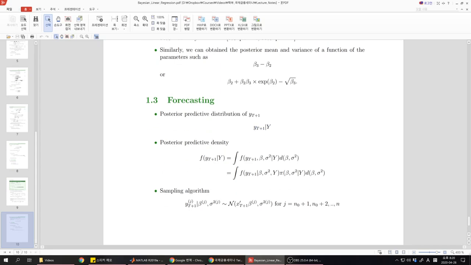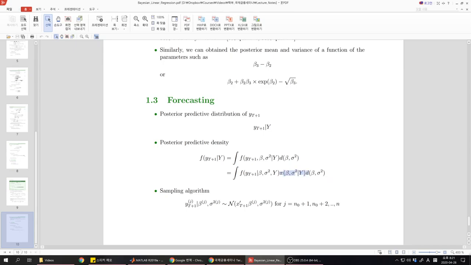To figure out what kind of distribution this posterior predictive distribution is, you have to compute what? The posterior predictive density, right? And this is just math. This can be derived from the joint density of y_{T+1}, beta, and sigma squared, and this equation can be re-expressed using these two terms: the density of y_{T+1} given beta, sigma squared, and y, times the density of beta and sigma squared given y.